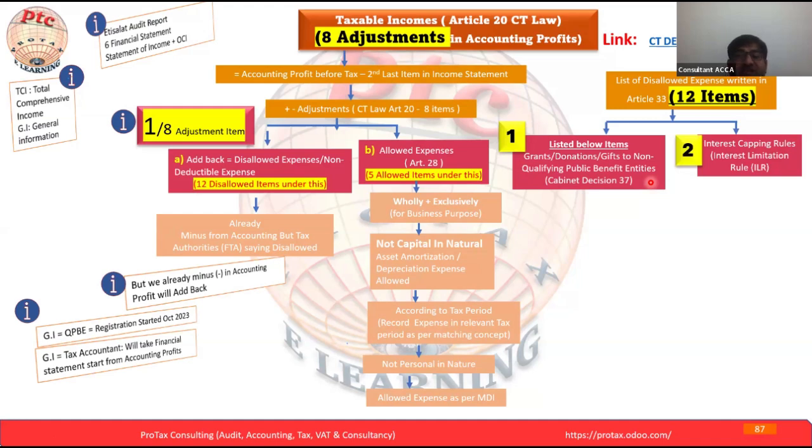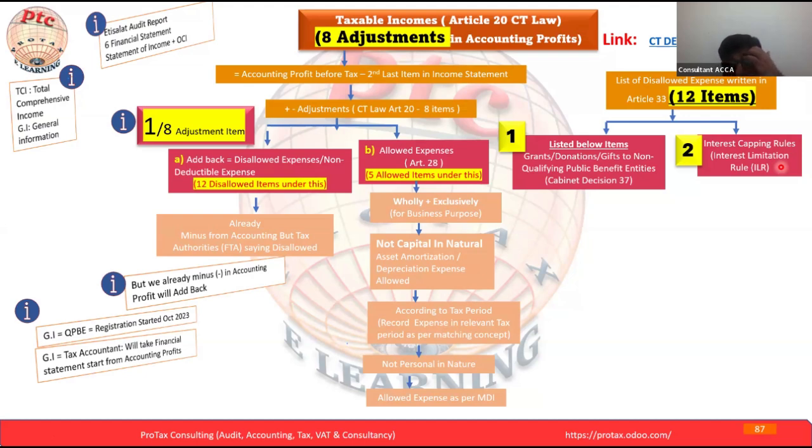Now we're going to see the second point, the interest capping rule. We already went through the interest capping rule and understand how we apply the 30%, but we will also see more examples and do further exercises. Normally the interest capping rule is 30% of the adjusted EBITDA, or 12 million, whichever is higher. Whichever amount is higher, we consider as the interest capping limit.